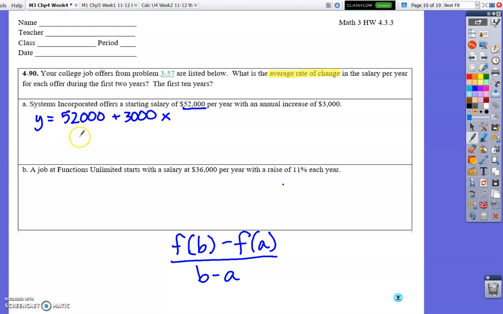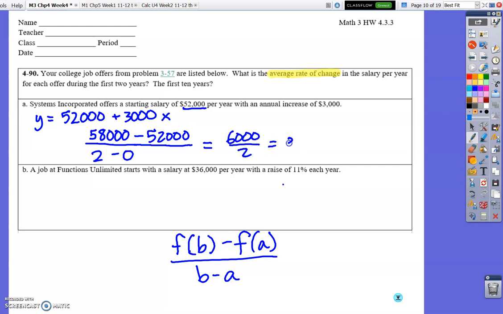So we plug in 0. Let's plug in 2 first. 2 and 0 are going to be my numbers. That's what I'm plugging in. And if I plug in 2, I get 6,000 plus 52,000, which is 58,000. When I plug in 0, I'm going to get 52,000. And that gives me 6,000 over 2 equals 3,000. So that's the average rate of change for the first 2 years.